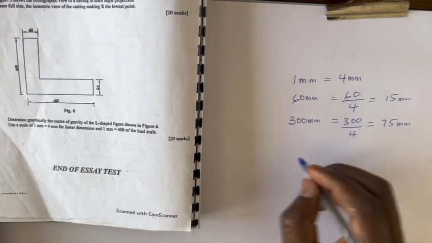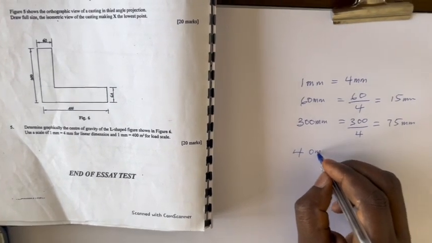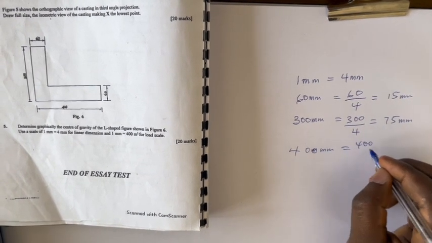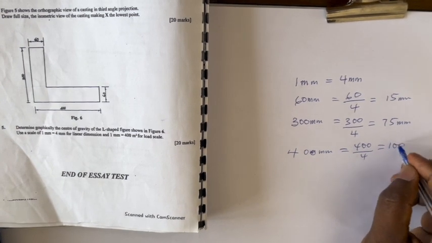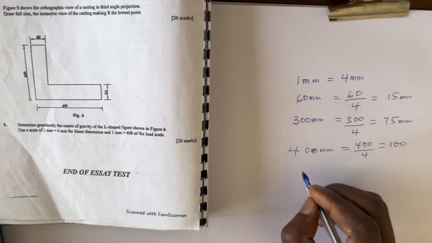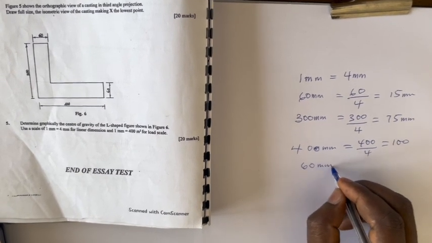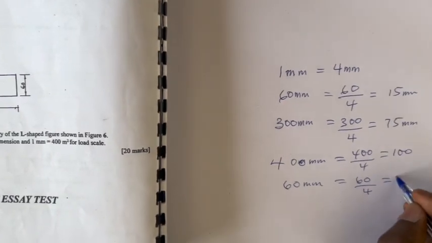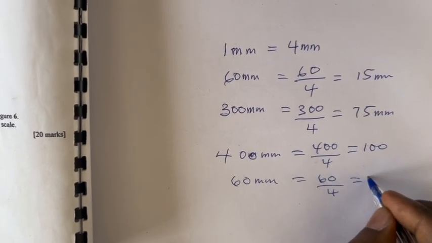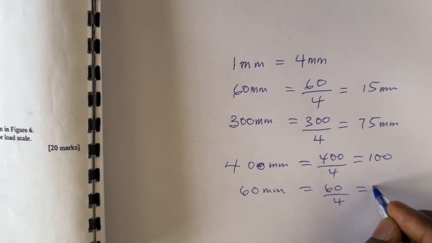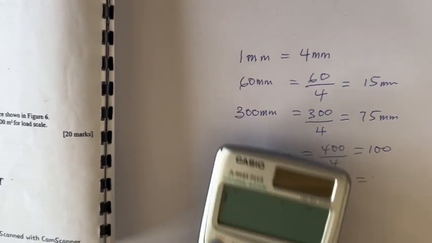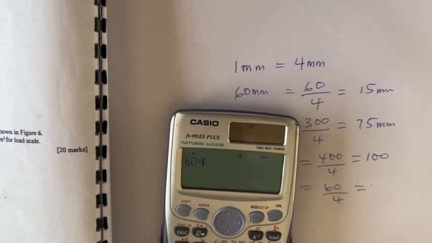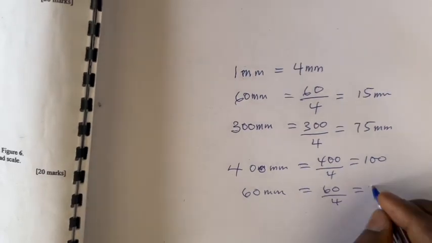And then we have 400 mm, which will be equal to 400 divided by 4, and that is going to give us 100. And the last one again, which is 60 mm, so it is going to be 60 divided by 4, and that is going to give us 15.